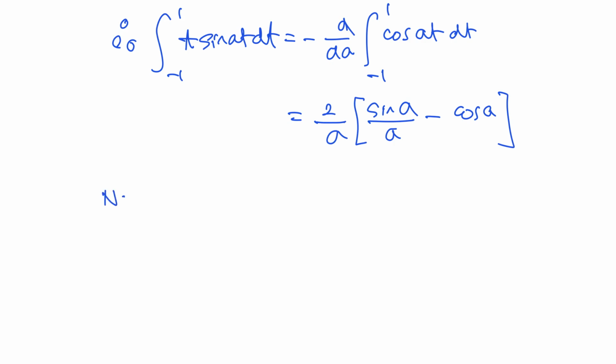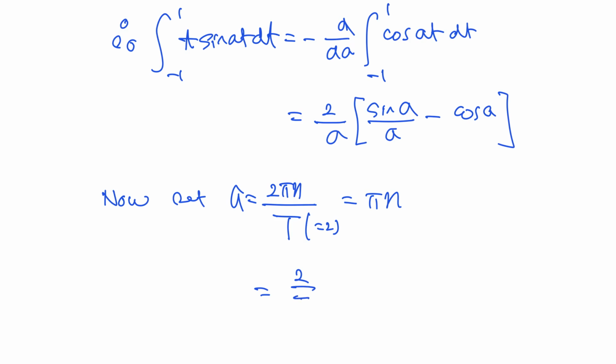Now set A equal to 2 pi n over t, right? t equal to 2, so A is pi n, right? So this is 2 over pi n times sine n pi minus cosine n pi.